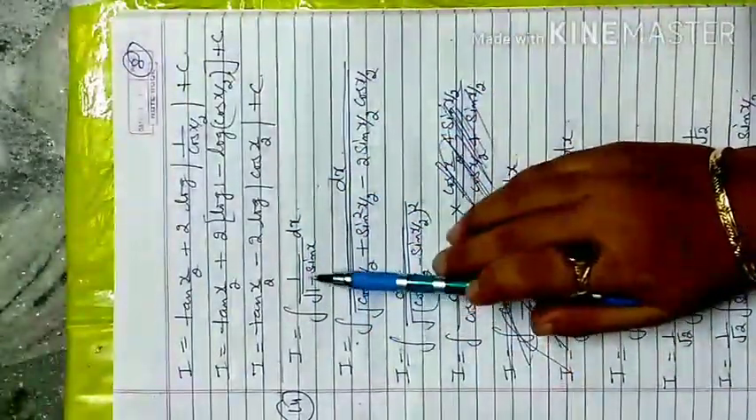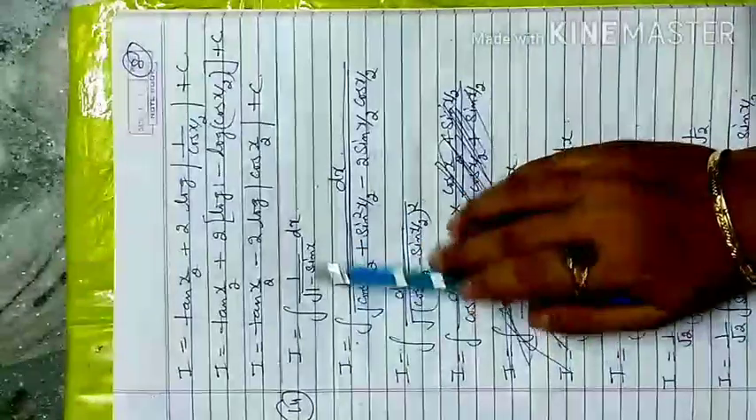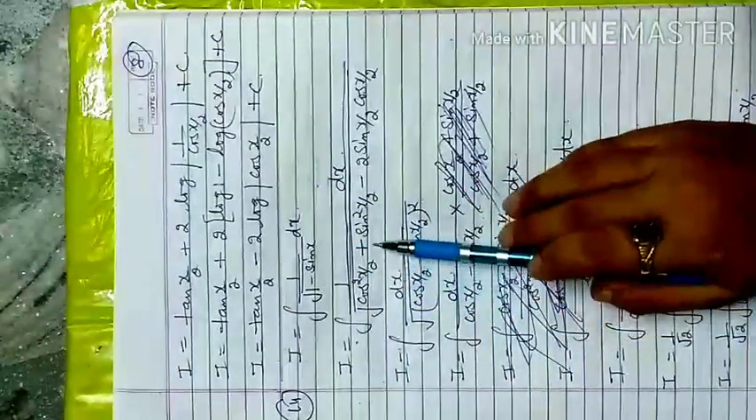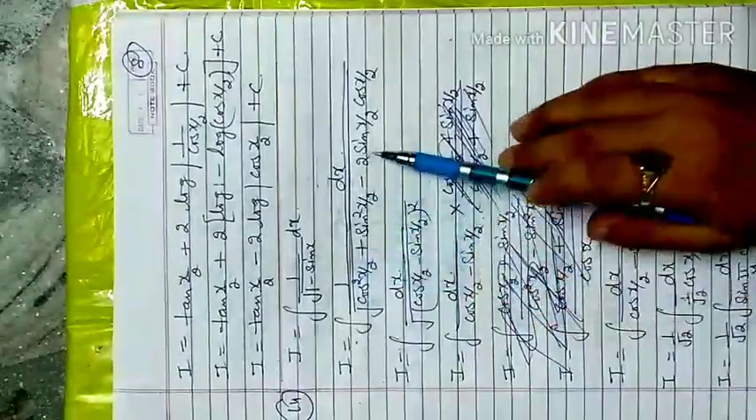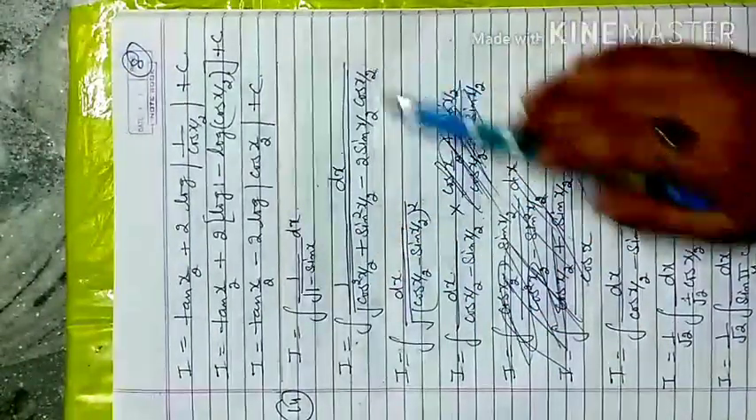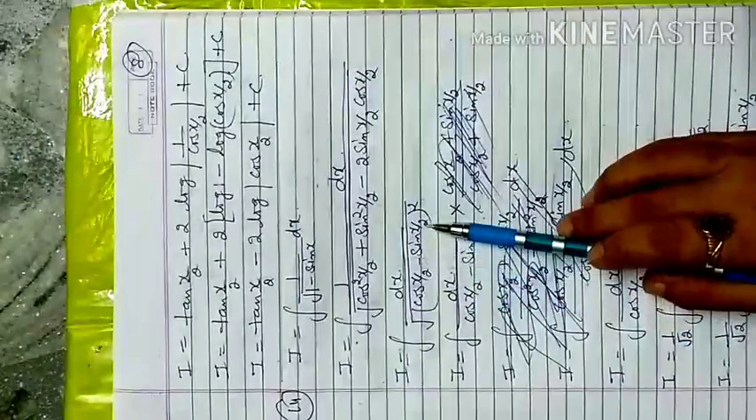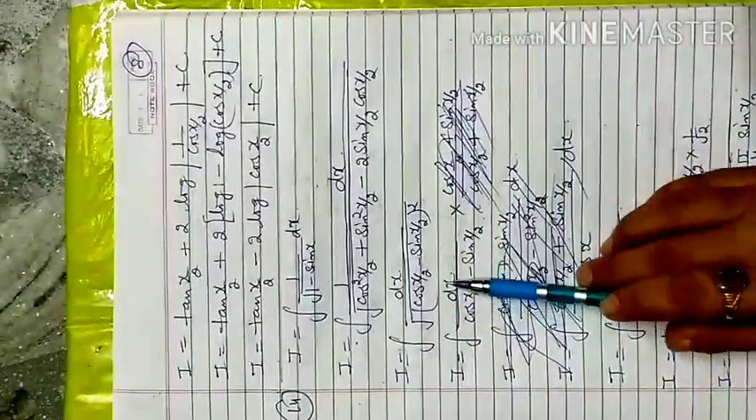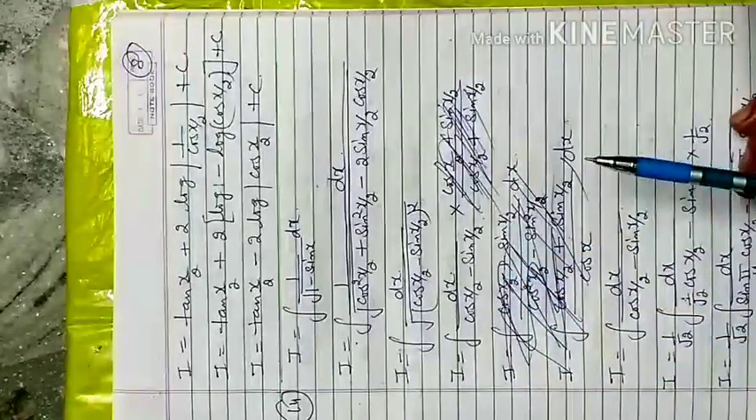Next is your 14th question, integral of 1 upon square root of 1 minus sin x dx. First apply in place of 1 the identity cos square x by 2 plus sin square x by 2. Sin x is 2 sin x by 2 cos x by 2. That becomes cos x by 2 minus sin x by 2 whole square, and the square root will be cancelled. So what is left is cos x by 2 minus sin x by 2.